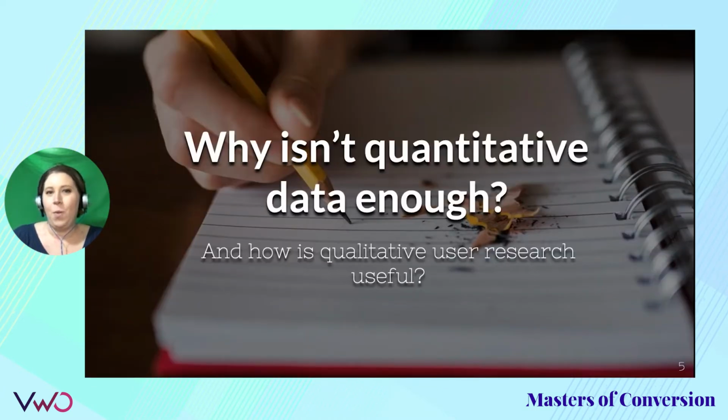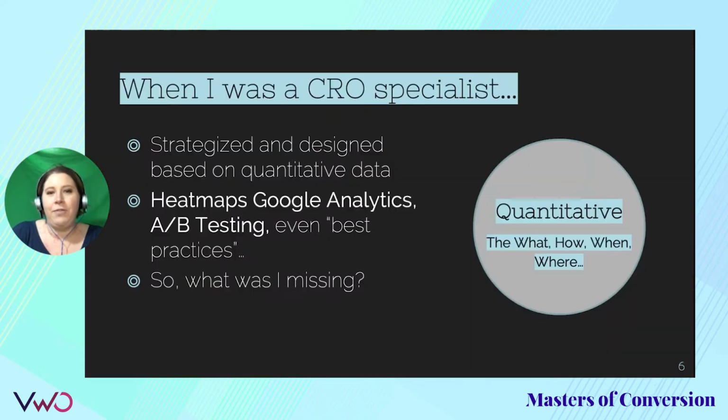So, why is quantitative data not enough? And how is qualitative research useful? If you're doing CRO, all this probably sounds very familiar. Quantitative data is defined as forms of counts and numbers where each data set has a unique numerical value associated with it. Okay, so what does that mean?